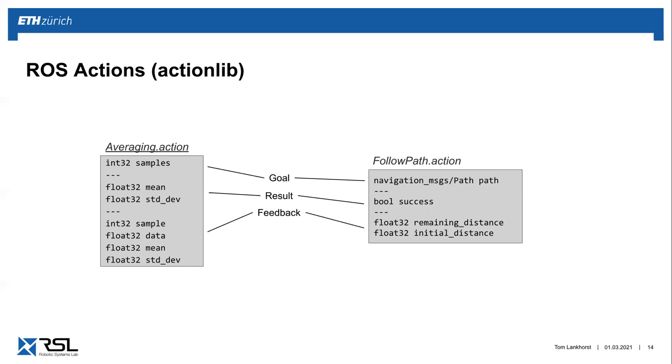The other example is the follow path action, where we indicate as a goal a path to be followed. The final result is success, whether the path was followed successfully or not. And the feedback indicates, while the path is being followed, what the remaining distance is and what the initial distance is.